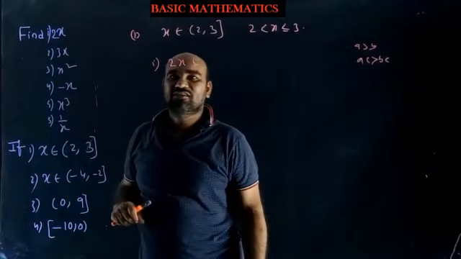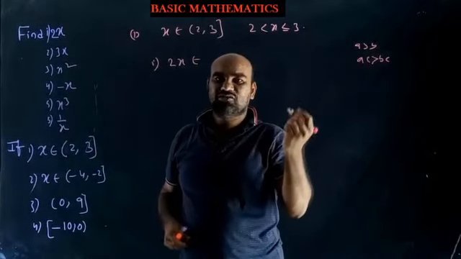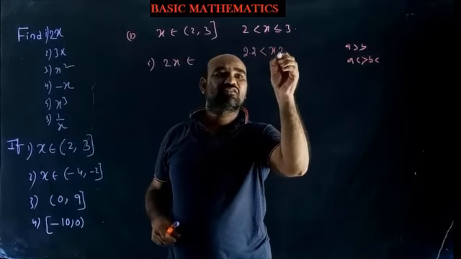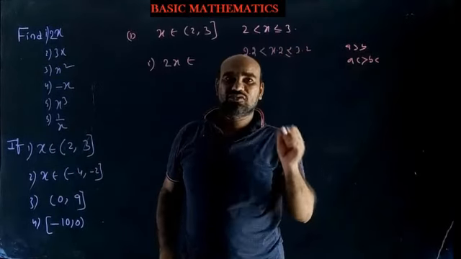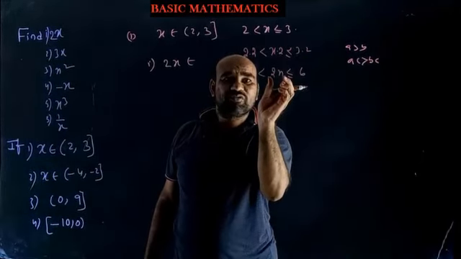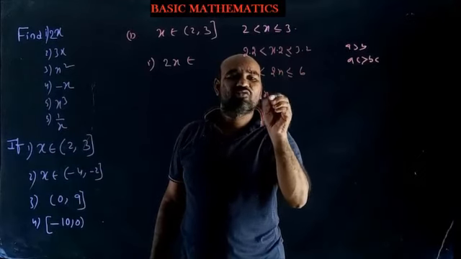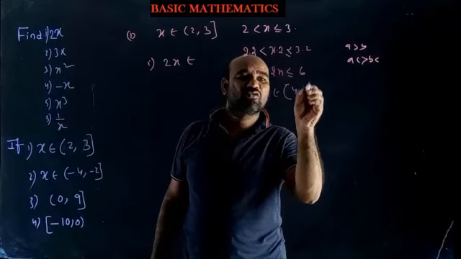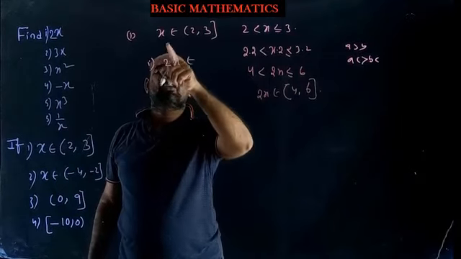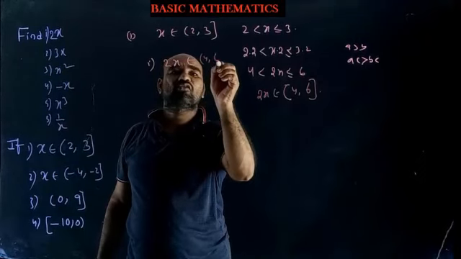Same concept here. I am multiplying by 2. Nothing happens to the inequality because 2 is positive. So 2 into 2 is less than x into 2, which is less than or equal to 3 into 2. That is 4 < 2x ≤ 6. It means 2x lies between 4 and 6, not including 4, including 6. Or in other words, 2x belongs to open 4 to closed 6. So directly, x belongs to (2, 3] gives 2x belongs to (4, 6].